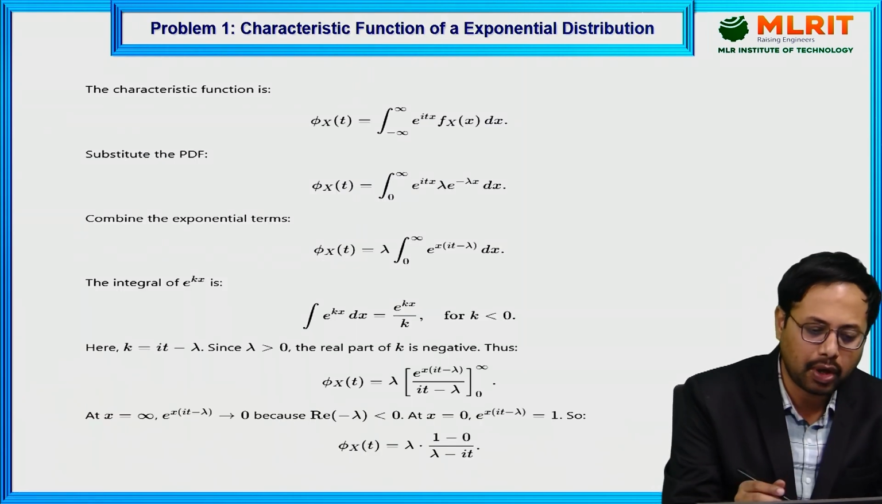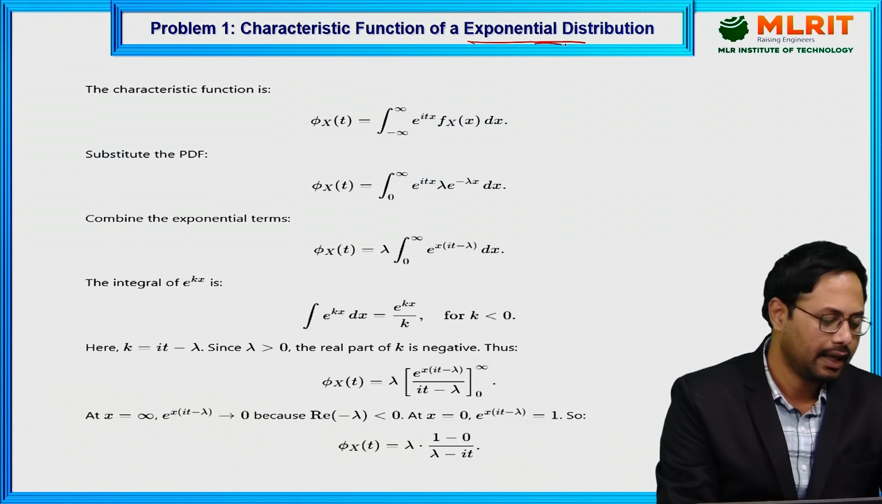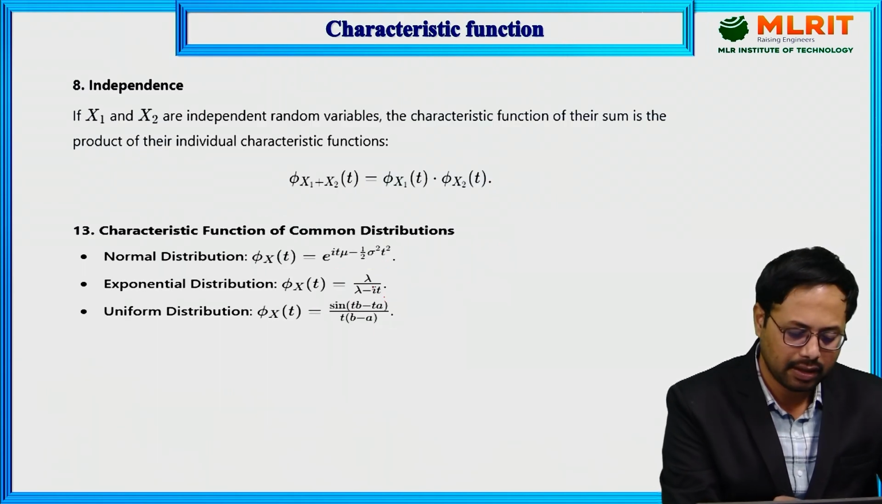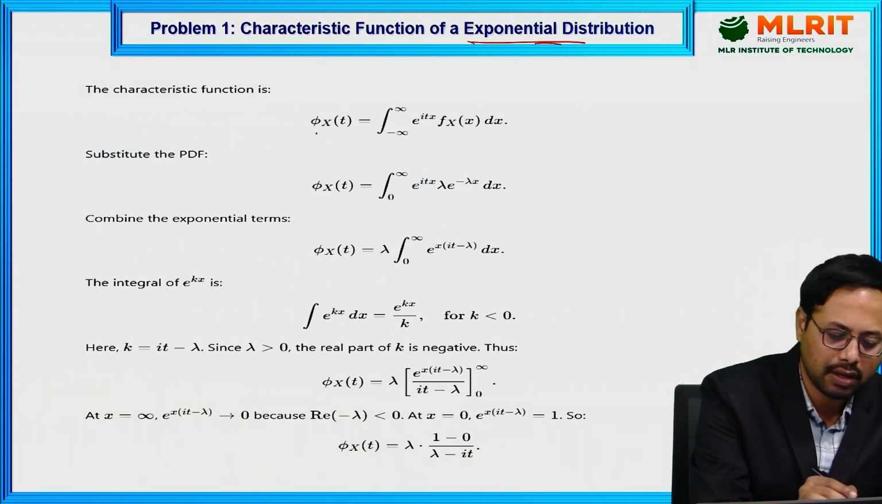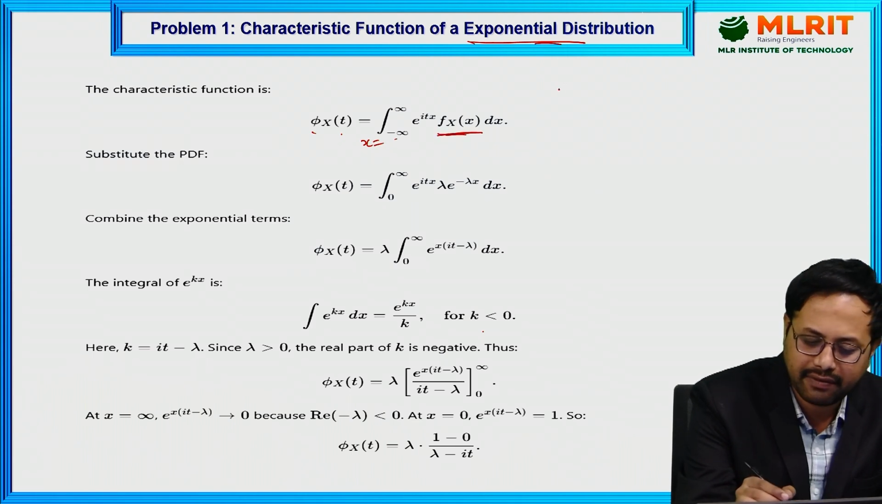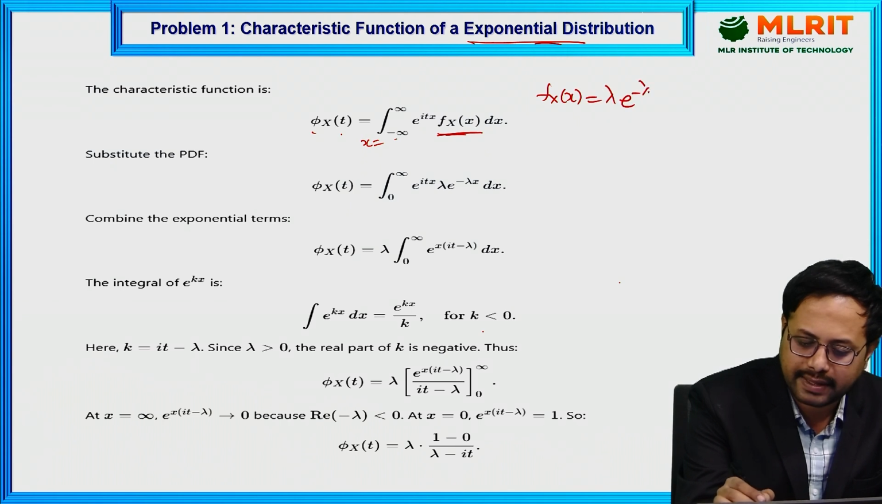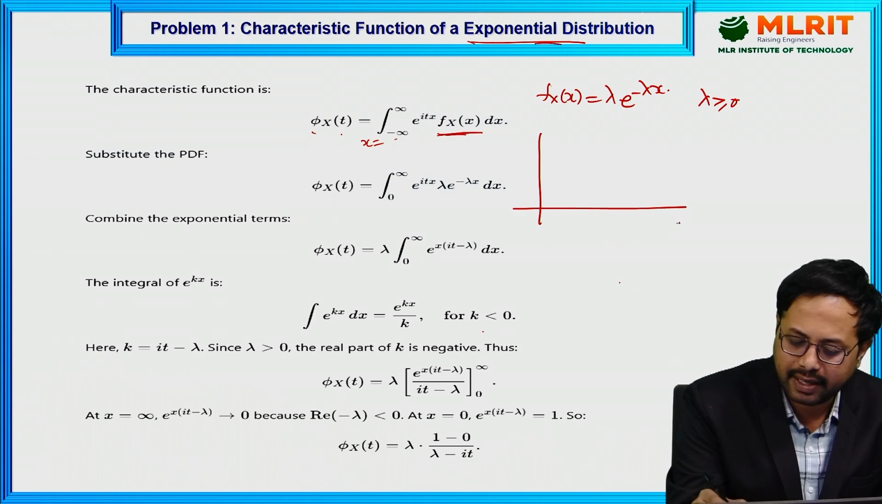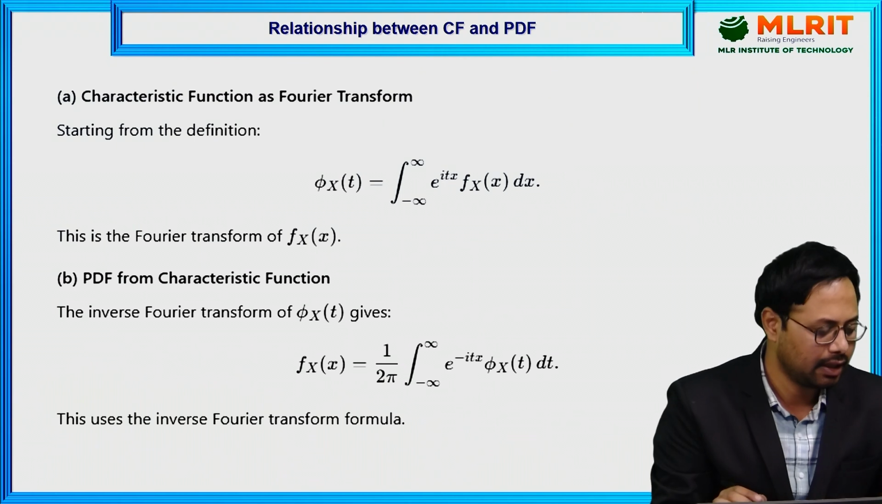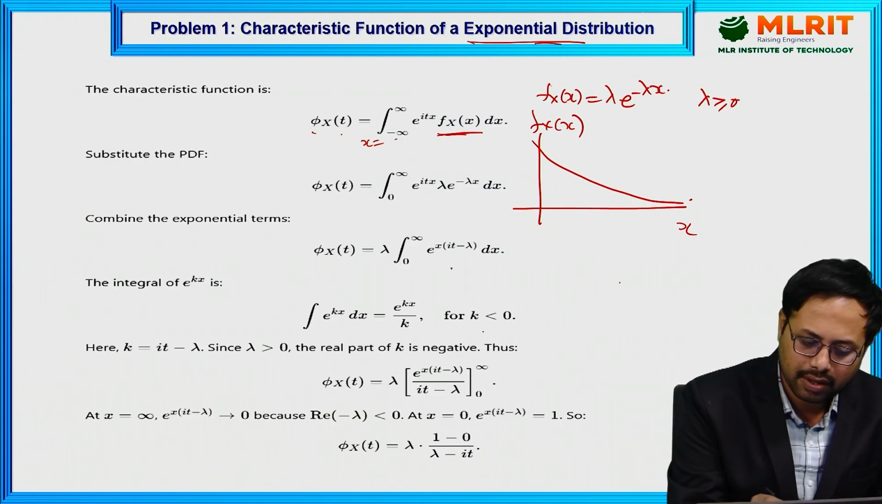Now we'll discuss one problem, like we have discussed, the exponential distribution function. We are going to calculate this one. How did you get this one? Just substitute phi x of t or phi x of omega equal to the integral from minus infinity to infinity of e power j omega x times f x of x dx. We know the density function of the exponential is f x of x equals lambda e power minus lambda x, where lambda is greater than or equal to 0. This is the graphical representation of the exponential density function.